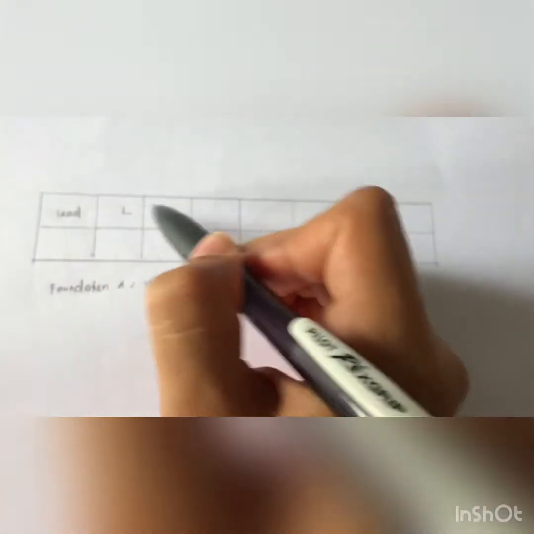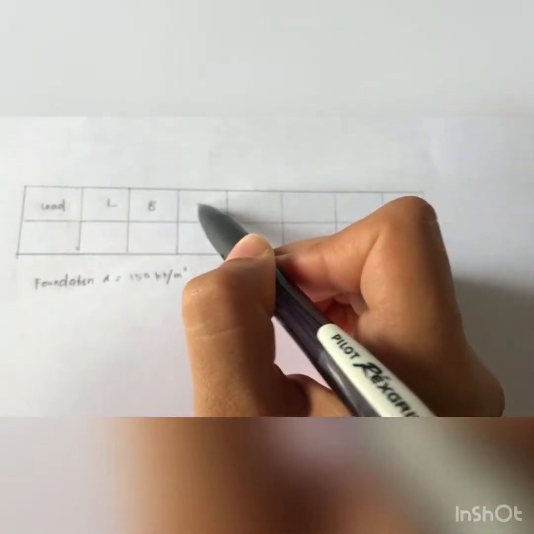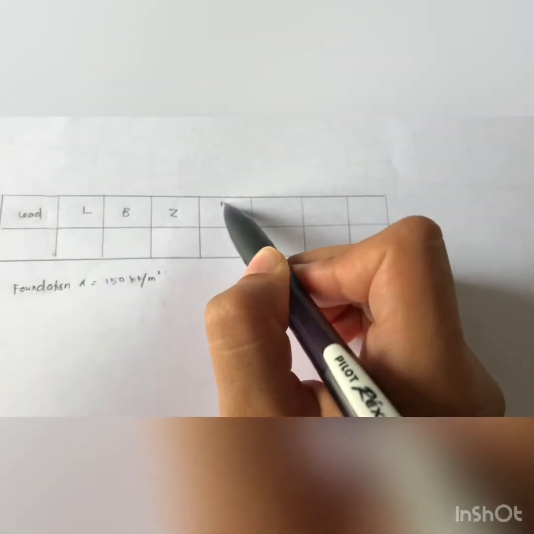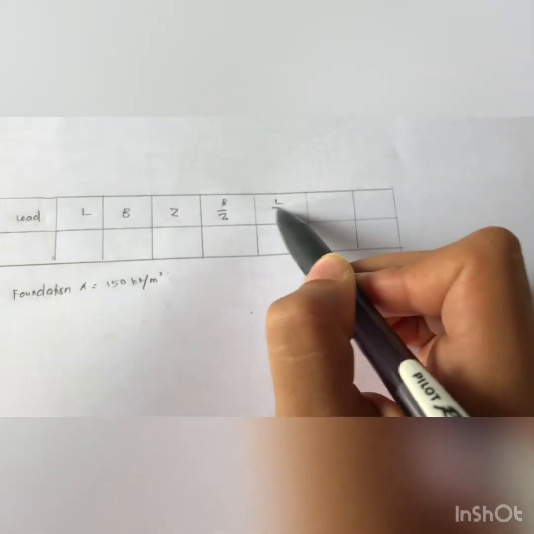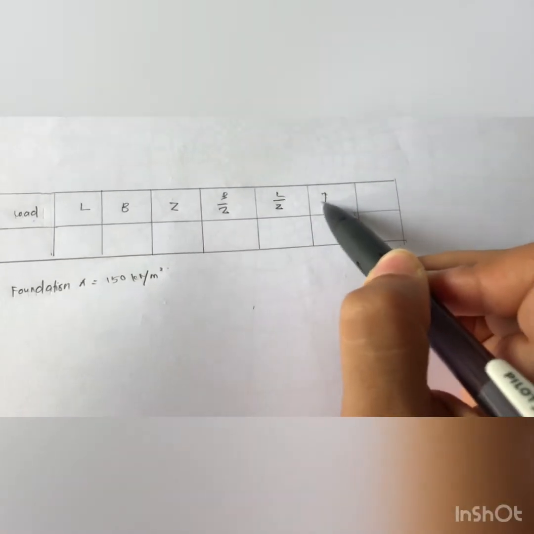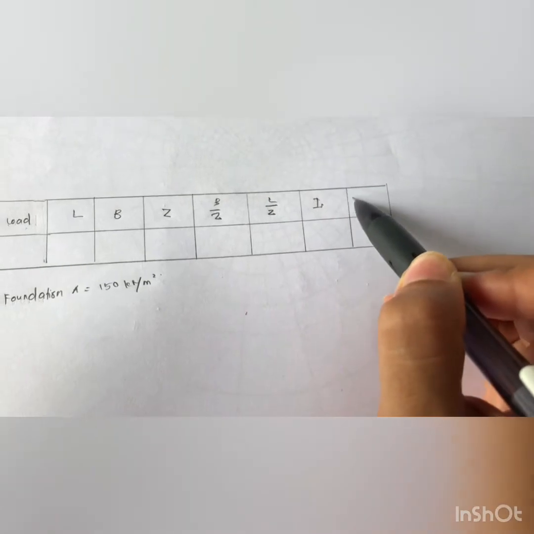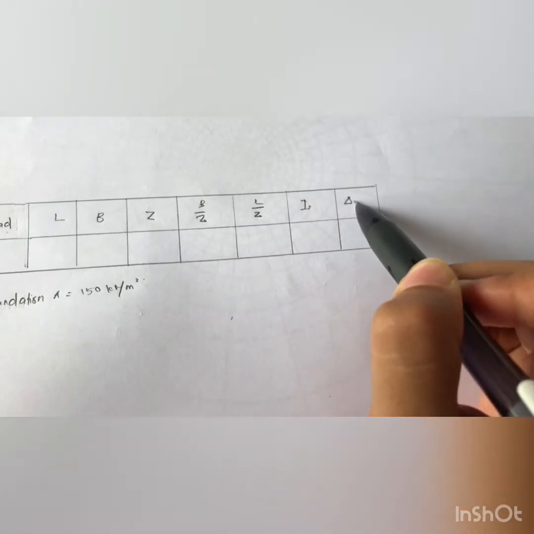Alright, so now we move to question B. Question B wants us to determine the vertical stress under point A, so point A at foundation A. First of all, we draw the table. This is for load, this is for L, and this is for B, Z, B over Z, L over Z, this is for I, and this is for vertical stress.